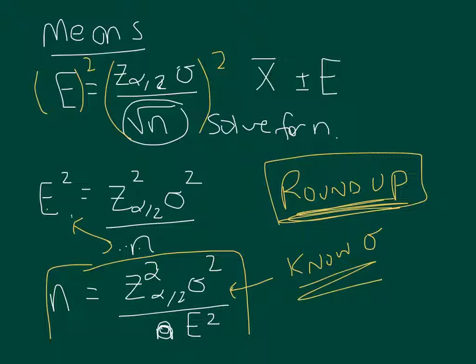You always want to make sure you have enough. You don't want to go too low, because you want to make sure you have this margin of error. So it's always better to be more cautious and round up by 1 than it is to round down. So even if it's 207.1, round that up to 208.